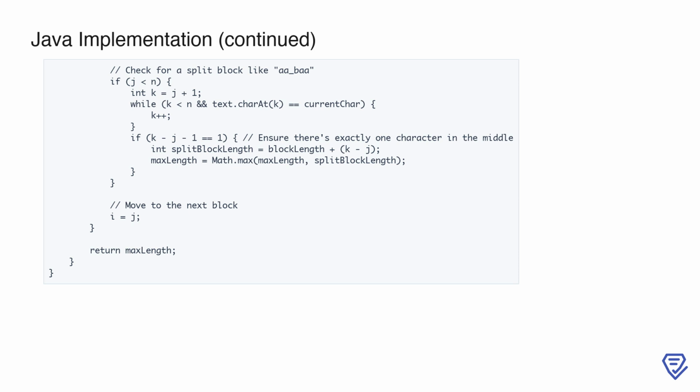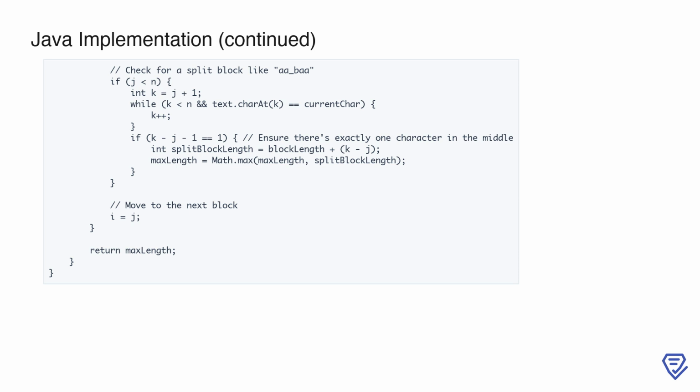Now, we handle cases where the block of repeated characters might be split by a single different character, such as a_ba. To do this, we check if there's another block of the same character following the current block, separated by exactly one character. If such a split block exists, we calculate its length by adding the lengths of the two blocks plus the one character in the middle. We then compare this split block length to the current maxLength and update maxLength if the split block is longer.